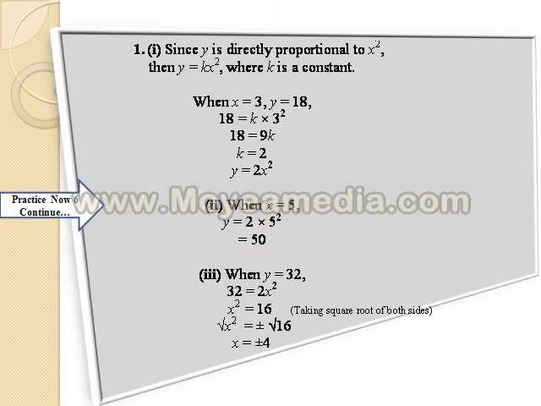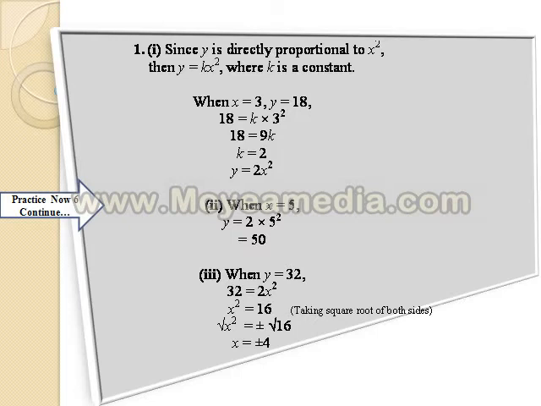So in the third part now, y is given, which is 32, and we have to find the value of x here. So in the same relationship, y is equal to 2x squared, I replace y is equal to 32. So all the mathematical steps are in front of you. So the 2 from the right side comes to the left side, gets divided. 32 divided by 2 gives you 16. So x squared is equal to 16.